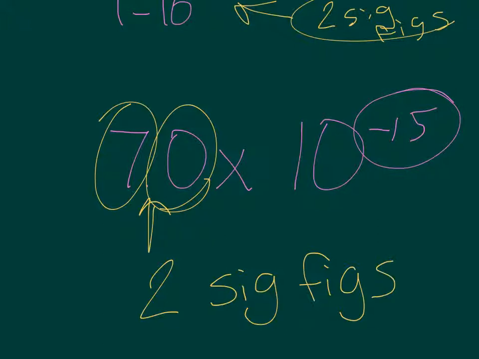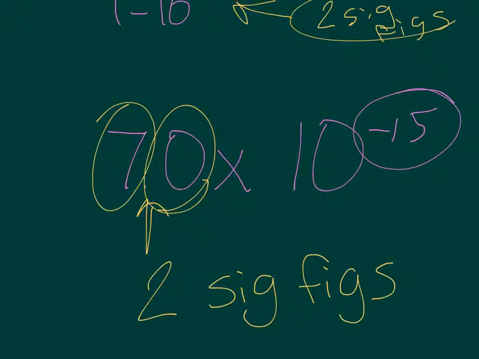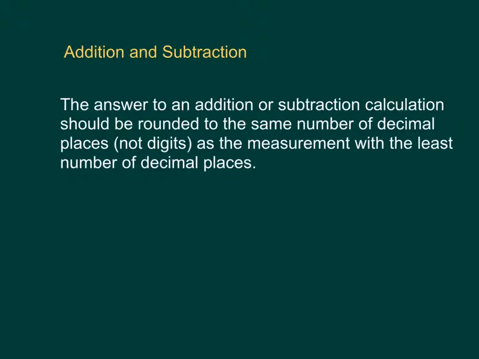in this number. Okay, now let's talk about how we determine significant figures through calculations. All right, so let's look at the rule first for calculations involving addition and subtraction. So the answer to an addition or subtraction calculation should be rounded to the same number of decimal places, not digits, as the measurement with the least number of decimal places. So let's look at an example of that.